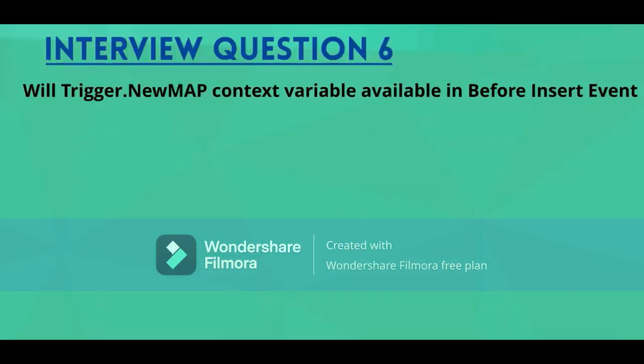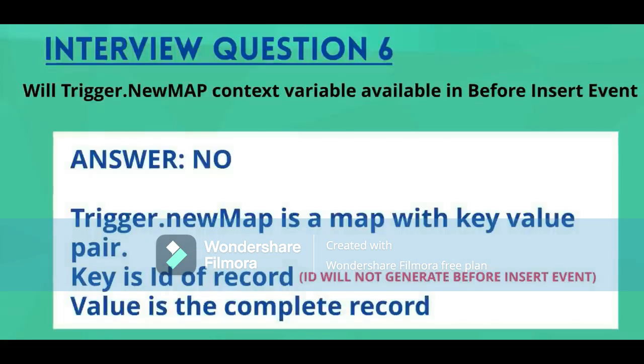Now the next question. Will the Trigger.newMap context variable be available in the before insert event? The answer is no. Why? Because Trigger.newMap is a map with key value pairs, and the key is the ID of that record. But as this is a before insert event, the record isn't inserted yet. Just because it is not inserted, the ID value will not be generated.